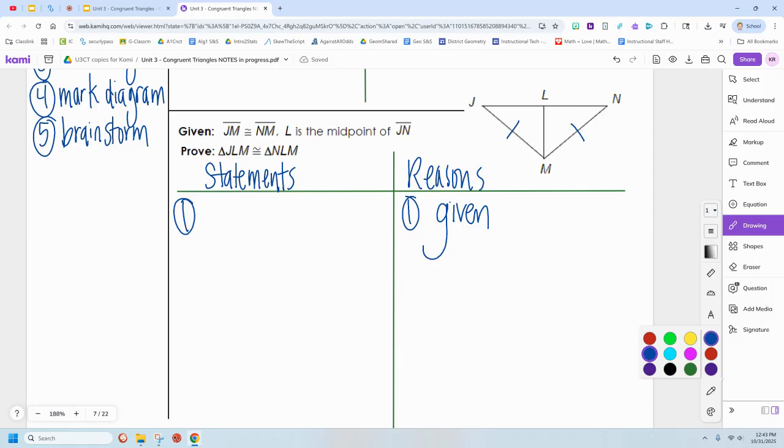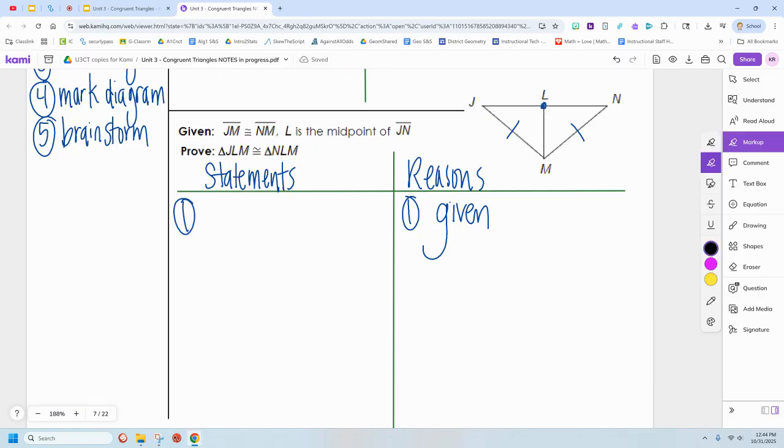There it is. Now, the next thing says that L is the midpoint of JN. So L is the midpoint. And once again, I'm going to use some highlighters just so everybody sees what I'm talking about. JN. Now, technically, that's going to mean something, but do we know it right now? I mean, we know it, but do we know it? Is it in the proof yet? It's not there yet. So we're going to get there.